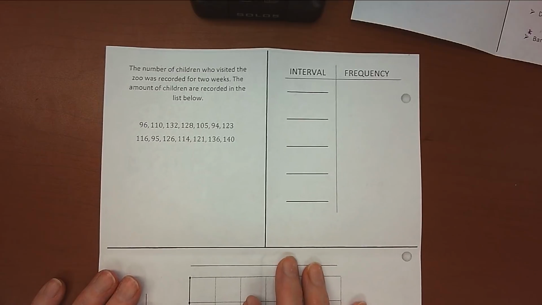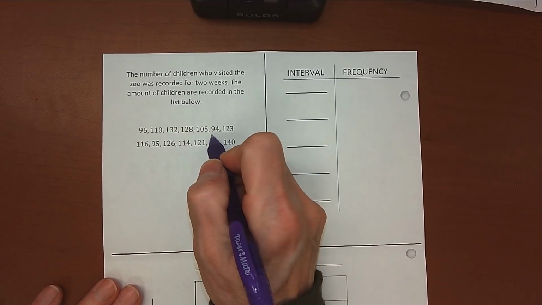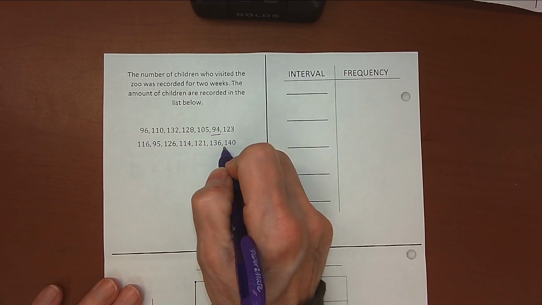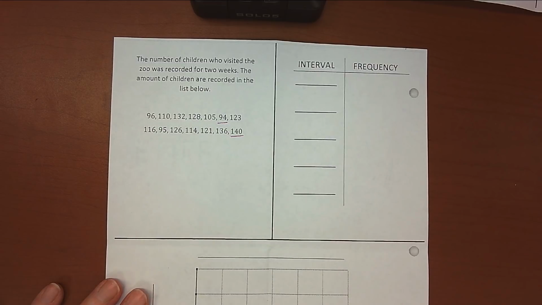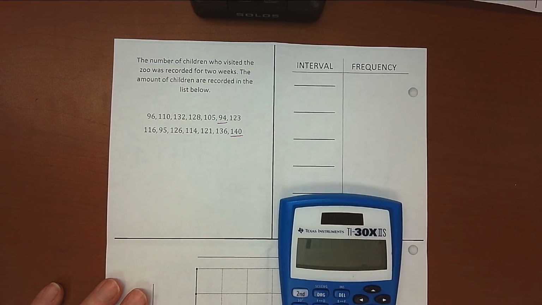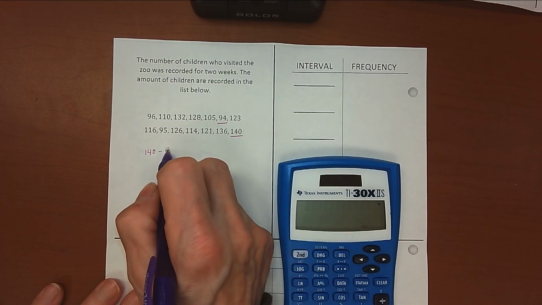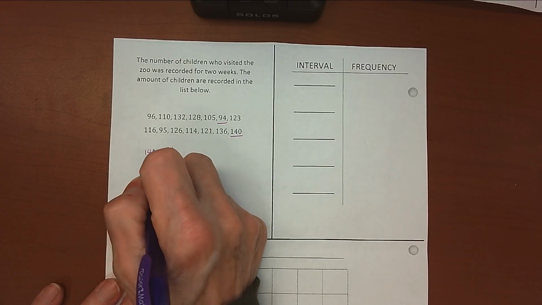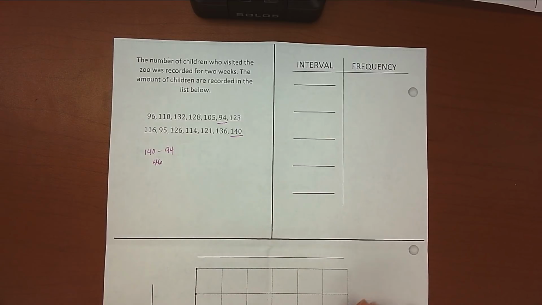So I'm going to just move along here and find my smallest piece of data. And I believe that 94 is my smallest piece of data. I don't see anything less than 94 in here. And then I think 140 is my largest piece of data. I don't see anything larger than 140. So I'm going to use that information to figure out my range. I'm going to take 140 and subtract my 94 and find out what my range is. And I see that I have a range of 46. So the spread of the data from the biggest to the smallest is 46 units.